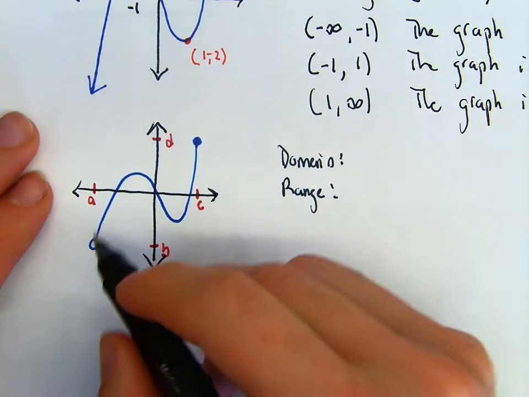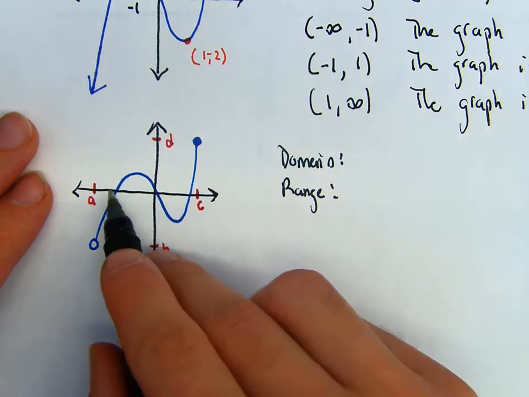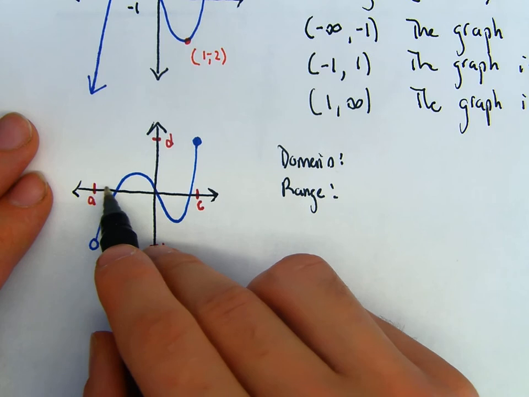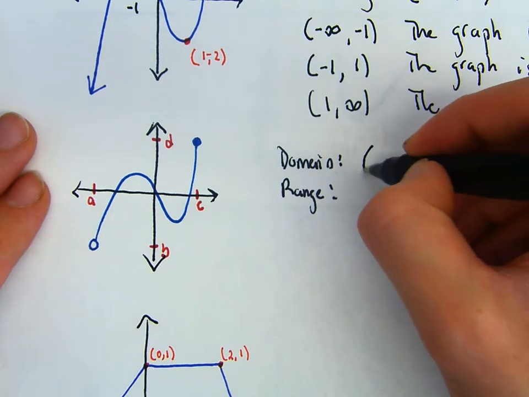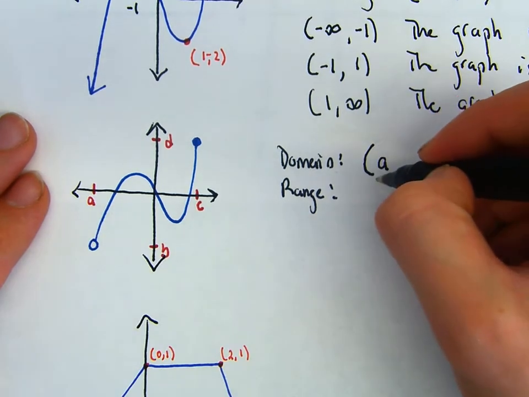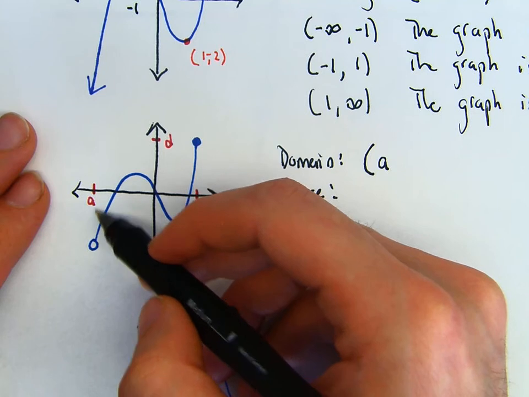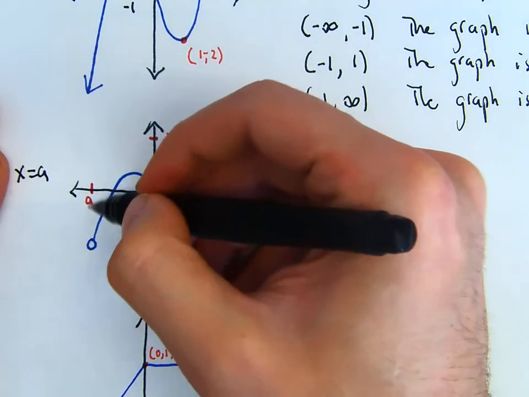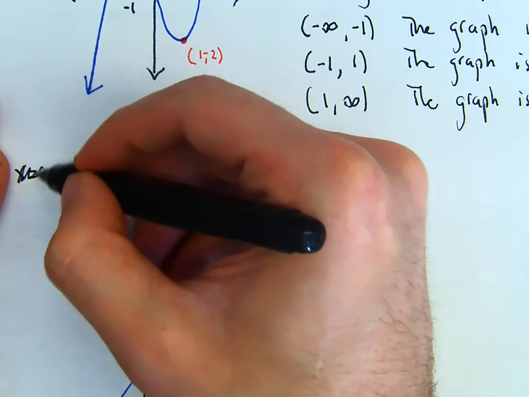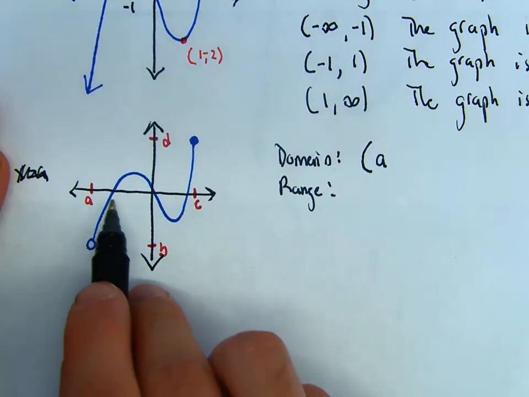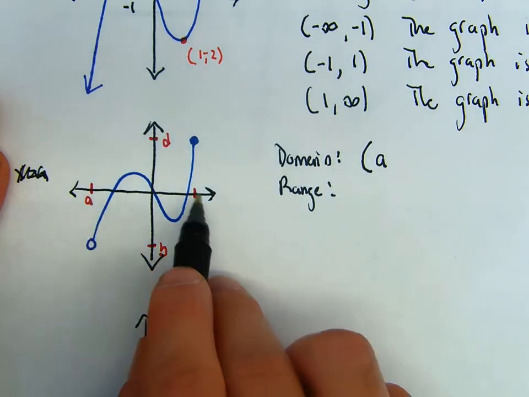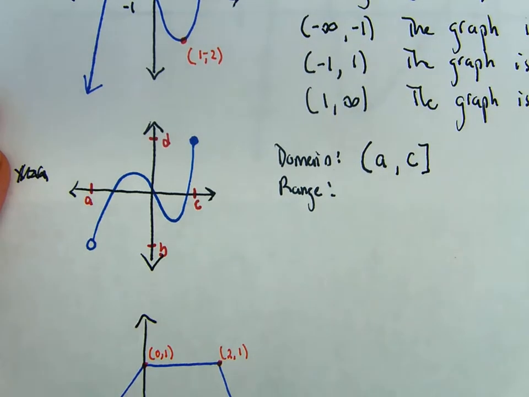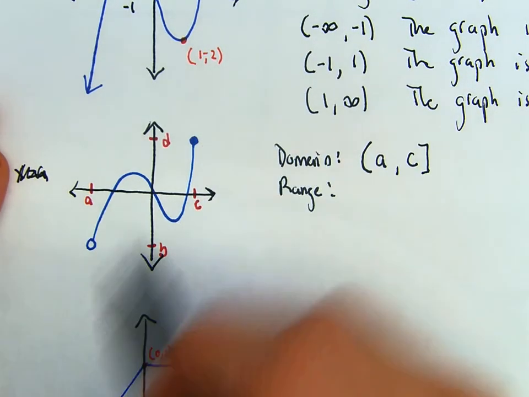So let's see, what is the domain of this function? Notice, how far left can I go? My farthest x value to the left side is a, and notice how I'm putting a parenthesis here because do I have x equals a? I don't. You don't have it because here we have an open circle, right? So the farthest left I could go is a, and the farthest right I could go is c, and notice how I'm going to close it because I do have that x value of c.